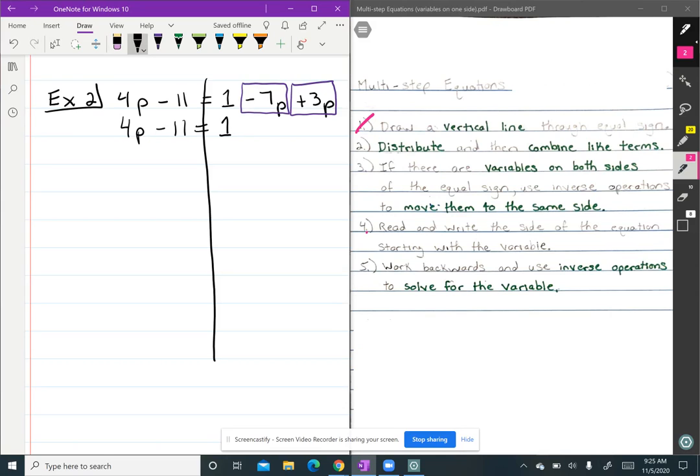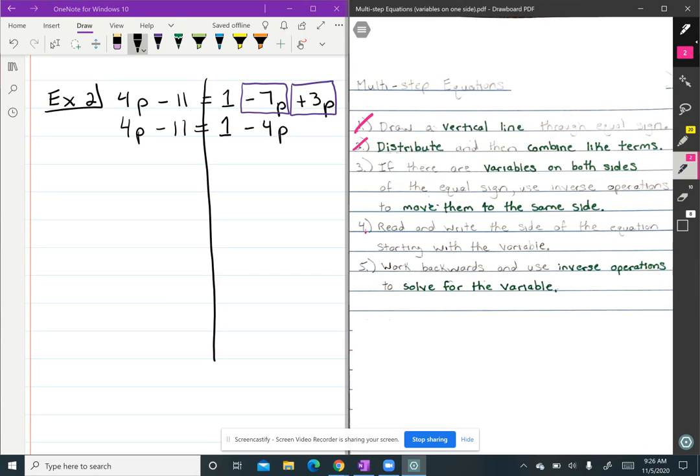And on the right, the 1 comes down, and then negative 7 plus 3 would give me negative 4p. There's nothing else that can be combined on each side right now. For step 3, we're looking if there are variables on both sides. And we do. We have a p on the left and on the right. So we need to move them to the same side. Here's a tip for you. It really doesn't matter which term you move. But if you move the smaller term, then you're less likely to have to deal with negatives and make a mistake because of a sign.